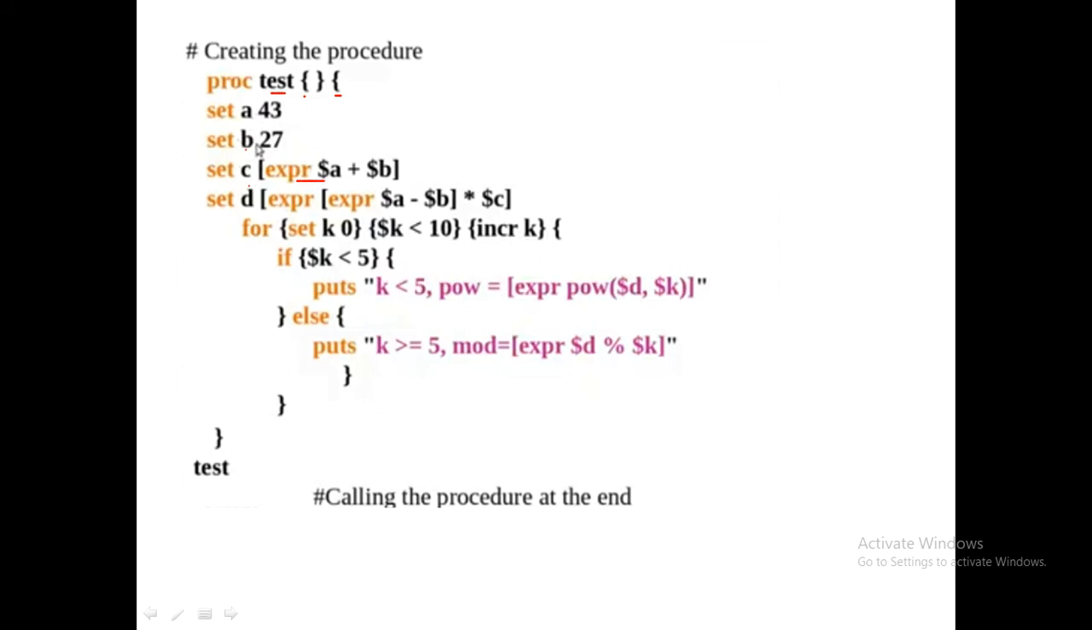43 plus $b is 27. You add these two, put that in C. Similarly, set D. Another big expression is there. Whatever the result this expression gives, you store it in D. So now you have 4 numbers A, B, C, D.